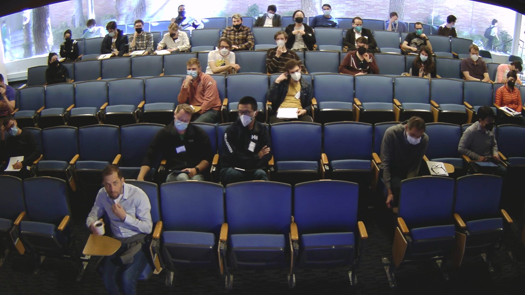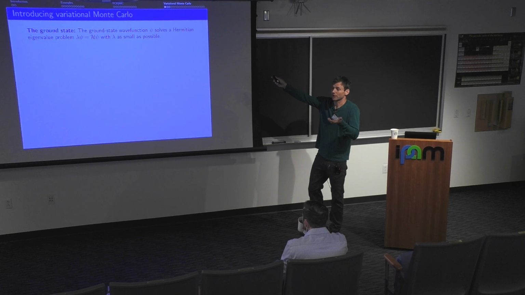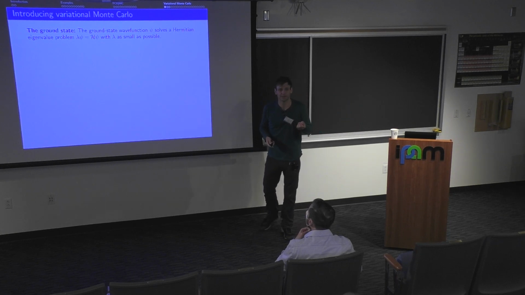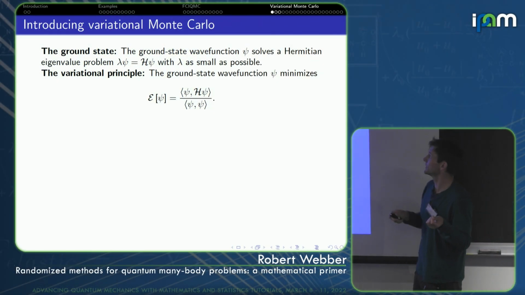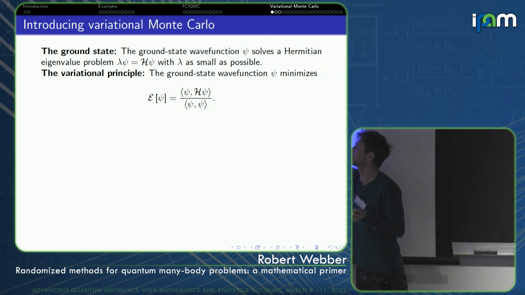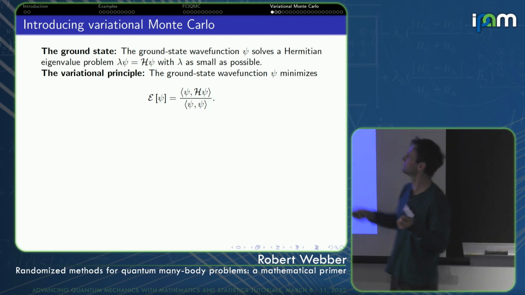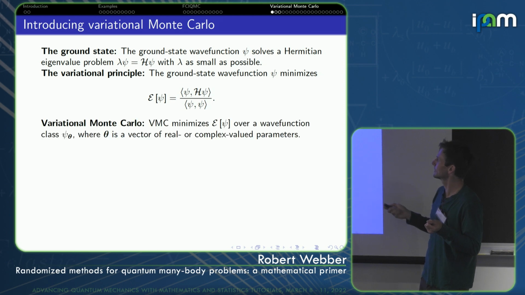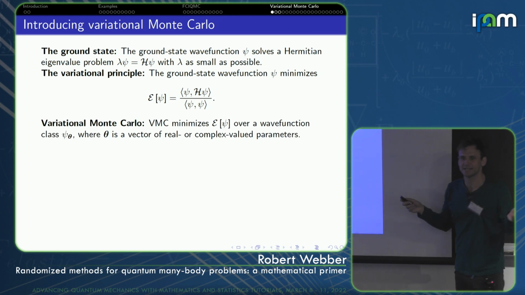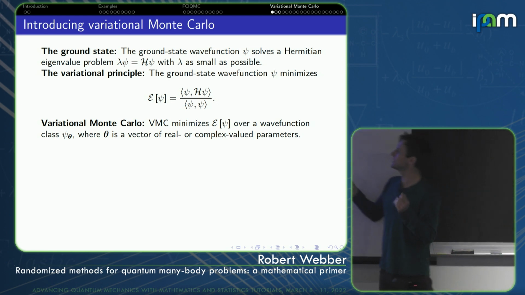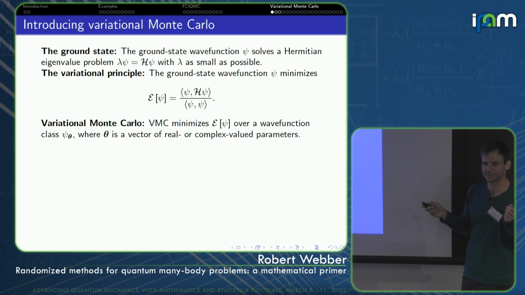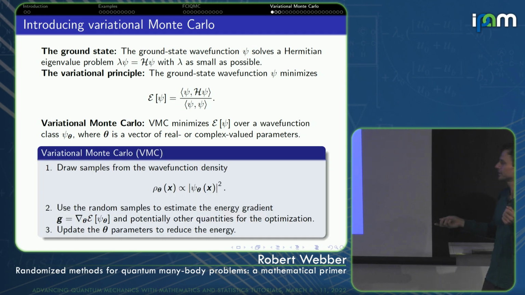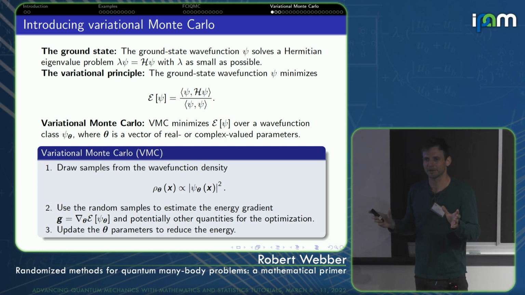That's right. So the ground state solves an eigenvalue problem with lambda as small as possible, but there's also an immensely powerful variational principle, which says the ground state wave function is the function that's going to minimize an energy functional, which is the Rayleigh quotient involving the Hamiltonian H. Variational Monte Carlo essentially takes this idea and runs with it. It is going to minimize this energy functional over a parametrized wave function class, psi theta, where theta is a vector of real or complex valued parameters. And it just does this iteratively with a little bit of Monte Carlo sampling thrown in.